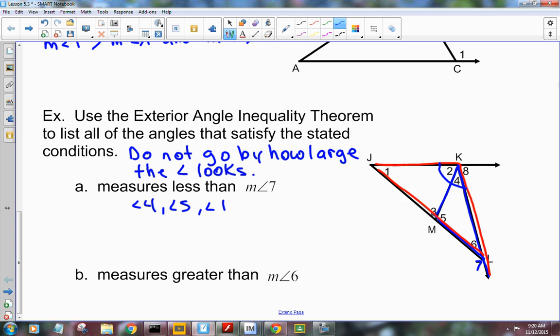So you would list angle JKL, but you would also list angle 2 because angle 2 is part of angle JKL. Okay? So in this case, angle 7 is greater than all of those angles. Any questions on what I did there? Okay.